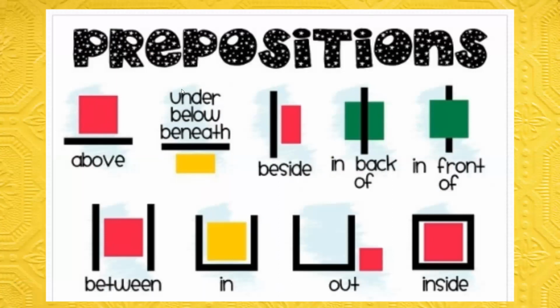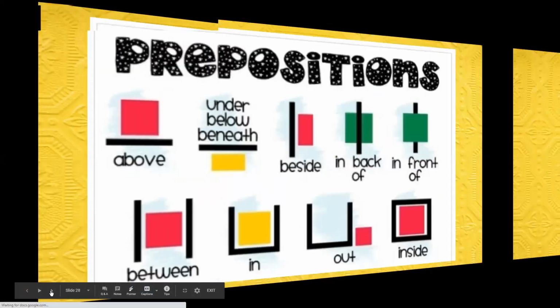The rectangle is under, below, or beneath the line. This rectangle is beside the line. This rectangle is in back, in front of, in between, inside or in, it's out or inside. Let's look at some more.